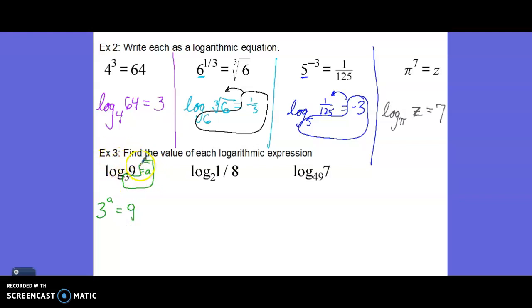So log base 3 of 9 is basically asking, 3 to what power gives me 9? And that answer would be 2. 3 squared gives me 9.